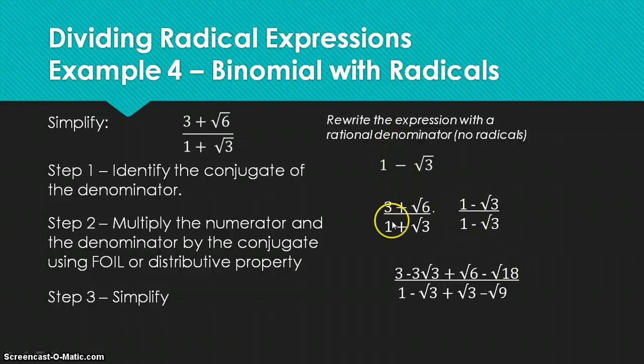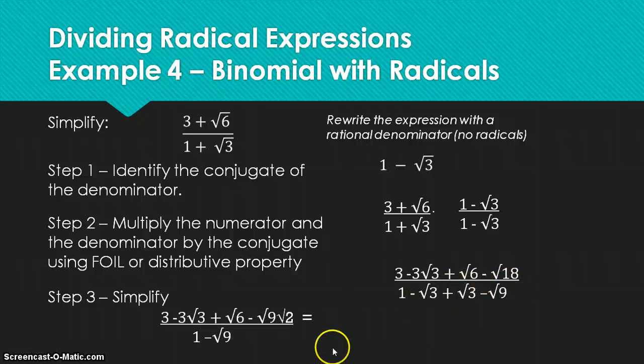Then I'm going to multiply in the denominator. 1 times 1 gives me 1. 1 times negative square root of 3 is negative square root of 3. Square root of 3 times 1 is positive square root of 3. And then the square root of 3 times negative square root of 3 gives me negative square root of 9. Okay, again, I know that the goal here is to get rid of the terms, so when I simplify, I see that they cancel each other out.